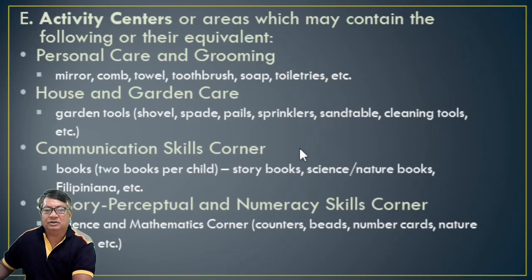And also the communication skills corner. We have the books, two books per child: story books, science or nature books, or Filipiniana. We must provide these. We also have the sensory perceptual and numeracy skills corner, the science and mathematics corner that provides counters, beads, number cards, nature tables, and so on, to exercise the sensory, perceptual and numeracy skills of the child.